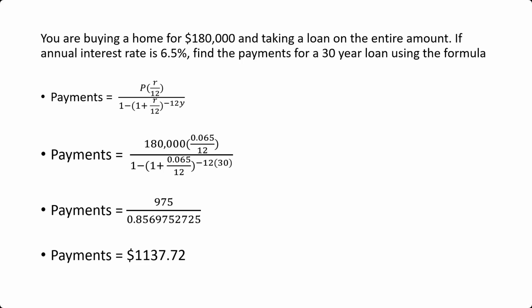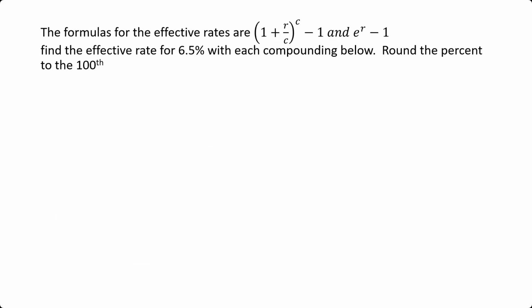On the exam, I won't ask for the total that you paid and find the interest. I just want to make sure you know how to use the formula. I also have effective rates there, so make sure you know how to use your formula. The first one is for compounded amounts. C is the number of times it's compounded in a year. So monthly is 12, quarterly is 4, semi-annually is 2. It will be one of them. If it's compounded continuously, that's when you use e to the r minus 1.